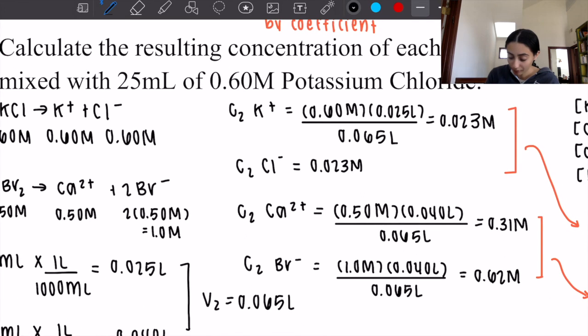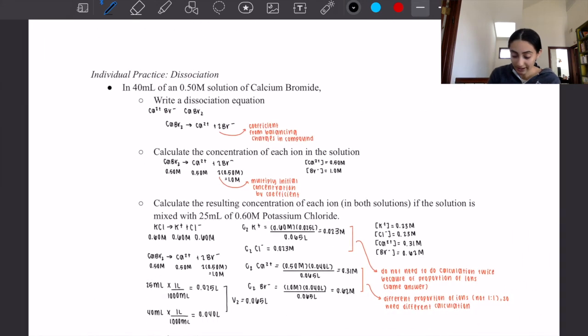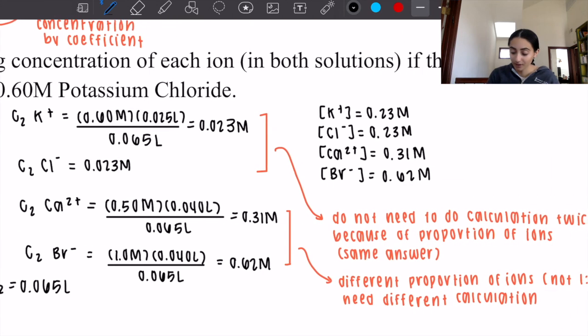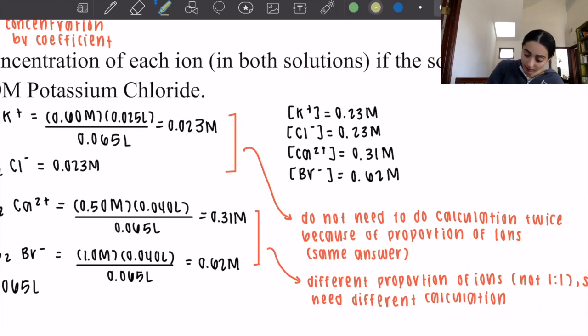For calcium bromide, I have my initial concentration for the calcium ion, 0.50, times the initial volume, which is again in part 1 of the problem, divided by the final volume, and I get 0.31 molarity. For bromide, I have 1.00 molarity, that's the initial concentration, times the initial volume over the final volume, and I get 0.62 molarity. So I just wrote out all my concentrations in brackets, and these are our final answers for this problem.